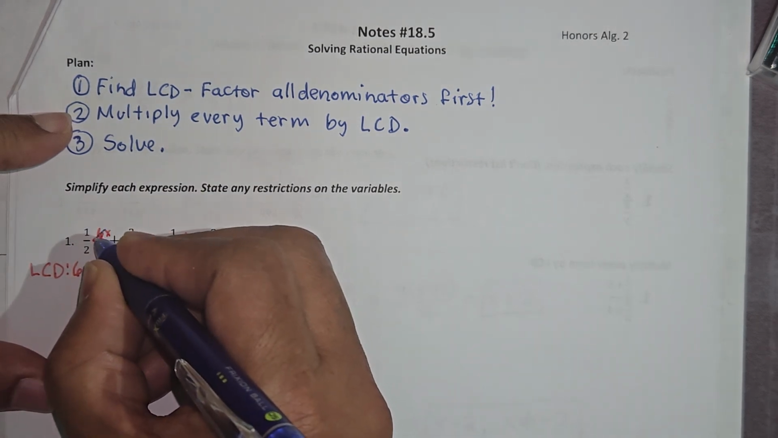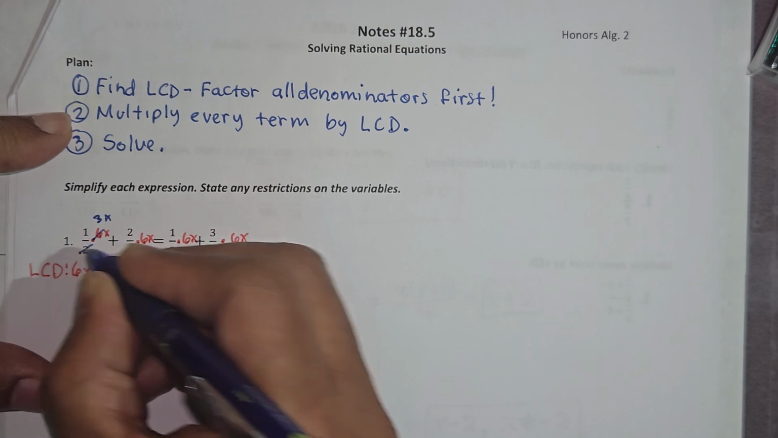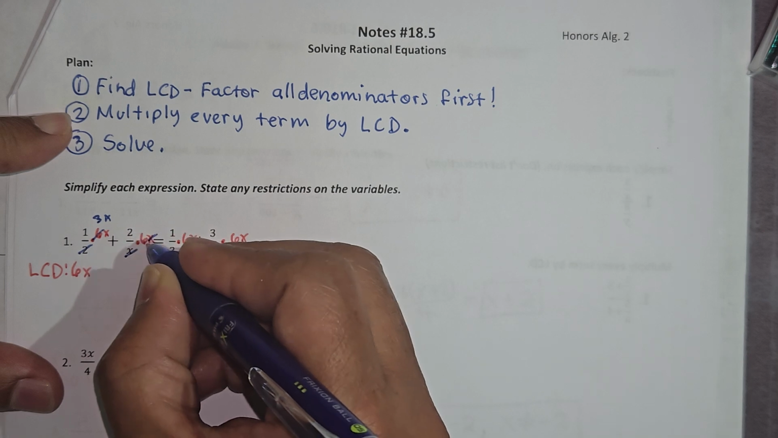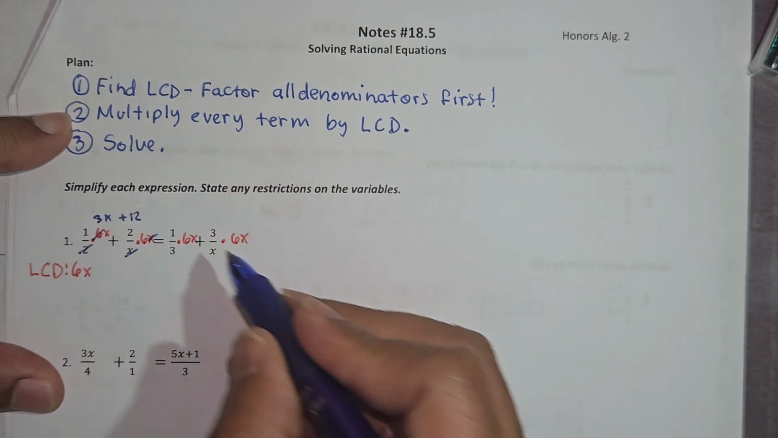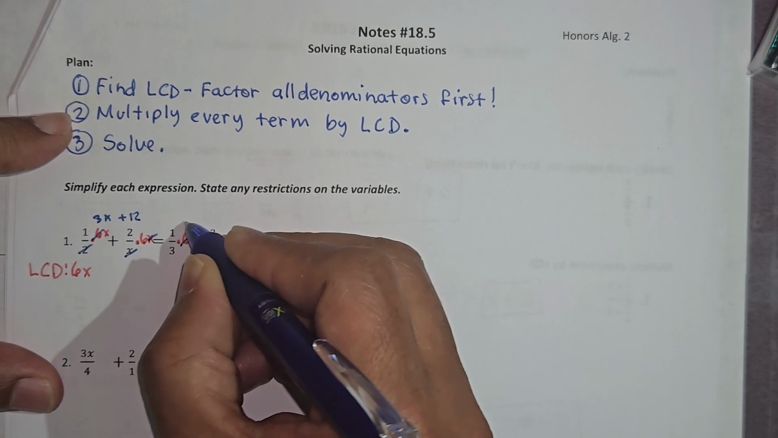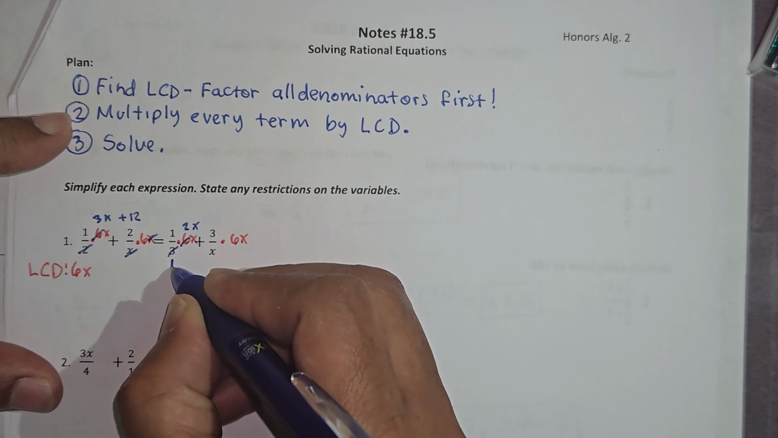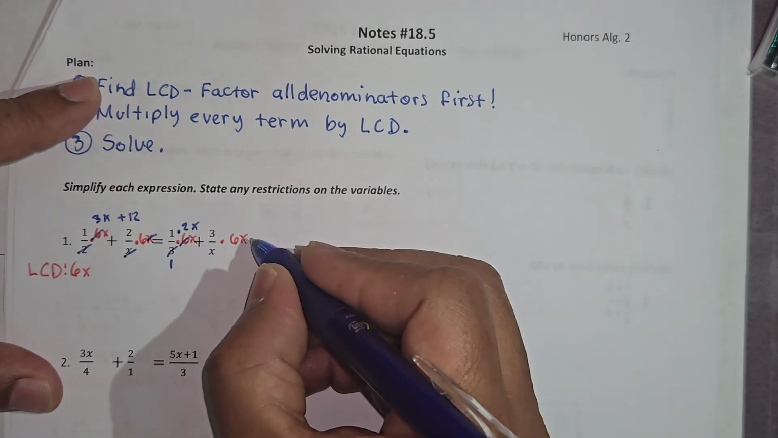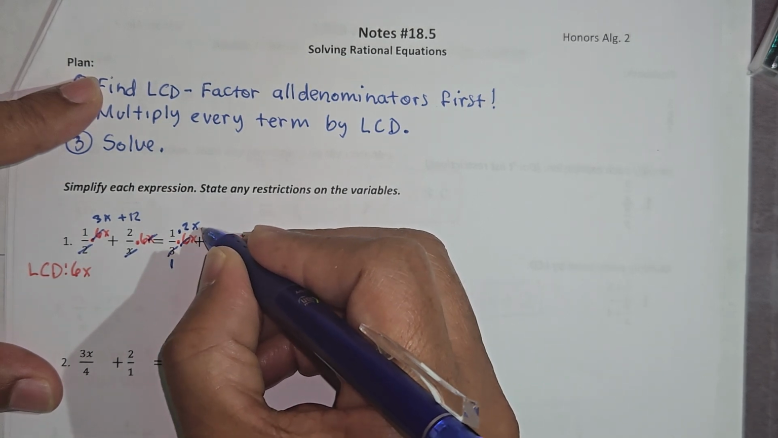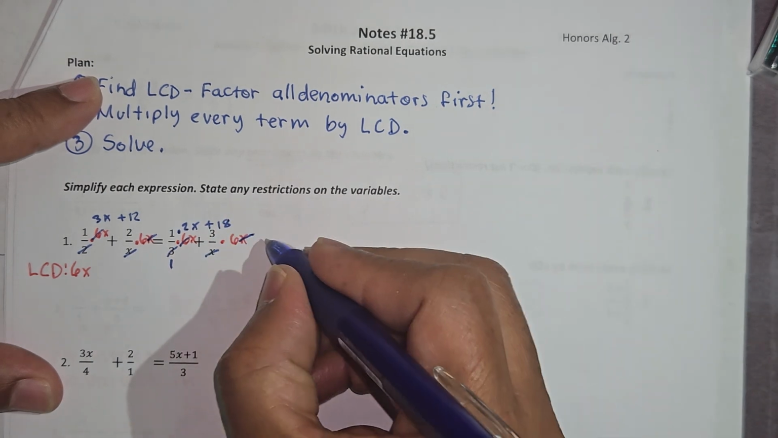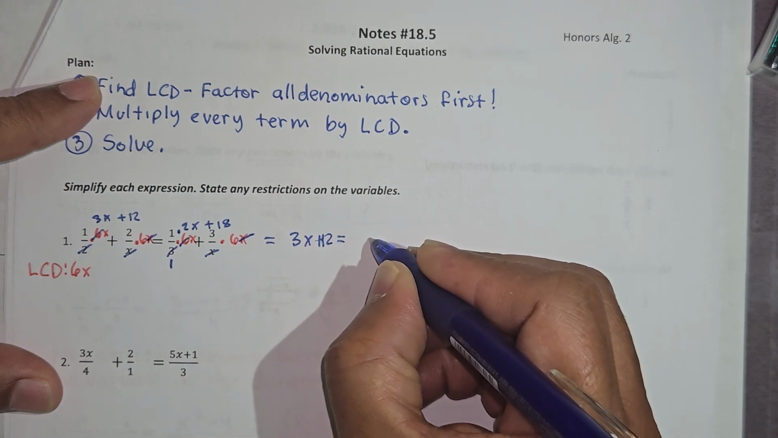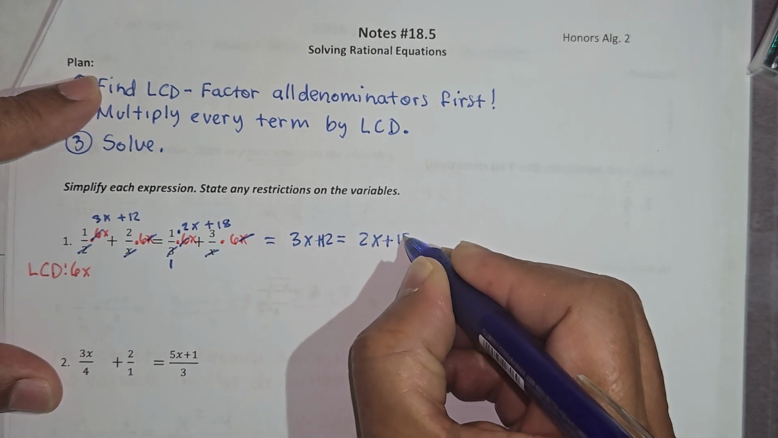So 2 goes into 6 3 times, so this becomes 3x, and that 2 becomes a 1. This has an x, and this has an x. We're just multiplying 2 times 6, which is 12. And in this case, 3 goes into 6 twice, so this becomes 2x, and this 3 becomes a 1, so you're just multiplying 1 times 2x. In this case, we can cross out the x, so you're just multiplying 3 times 6, which is 18. Okay, so that means 3x plus 12 is equal to 2x plus 18.